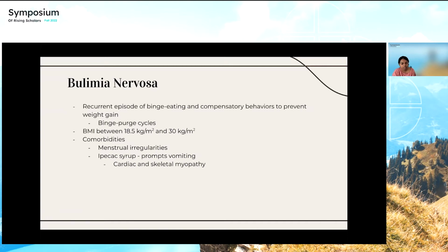Next, we have bulimia, which is characterized by recurrent episodes of binge eating and compensatory behaviors to prevent weight gain. This is known as a binge-purge cycle. People with bulimia have a body mass index between 18.5 kilograms per meter squared and 30 kilograms per meter squared, and comorbidities include menstrual irregularities. And for people who use ipecac syrup, which was previously a poison but is now used to prevent vomiting, there's a risk of cardiac and skeletal myopathy.